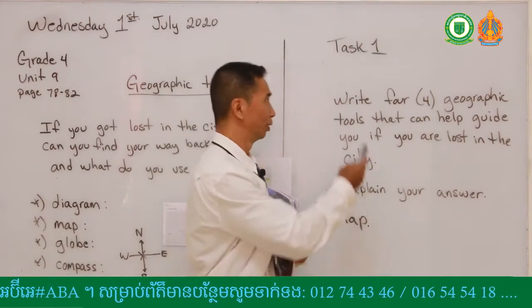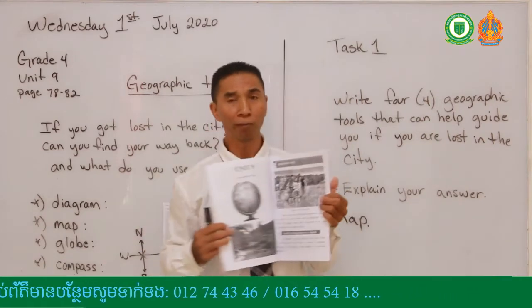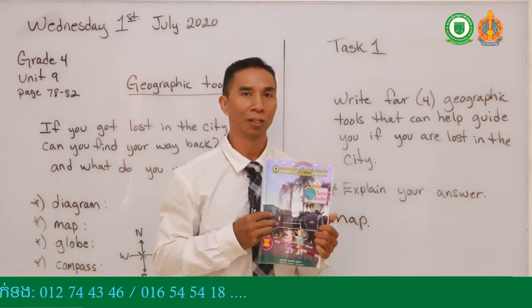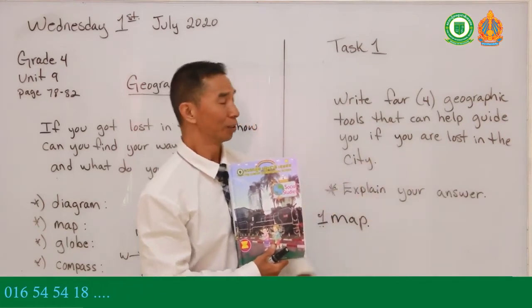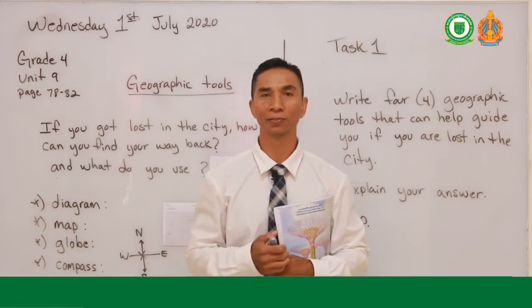Now I want you to do the same. Pick 4 geographic tools. It could be from this book, it could be not from this book, it could be from somewhere else. It could be unique. It could be your own to help you guide your way if you are lost. Again, you will have 40 minutes to complete this first task.